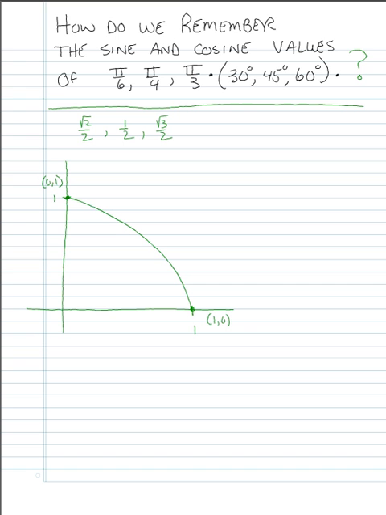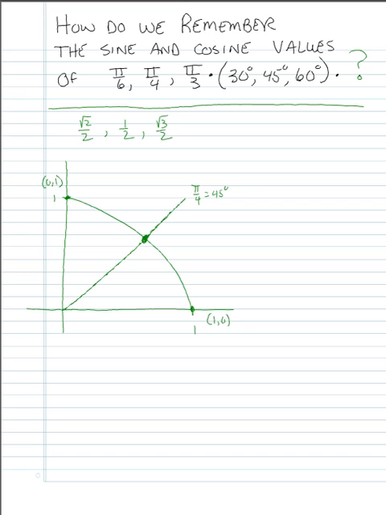Now, we've got three angles that I want to consider. The angle pi over 4 would be 45 degrees. And so it just goes right down the middle, doesn't it? Let's extend this out so that I have room to talk about it. So this is the angle pi over 4, which is the same as the 45-degree angle. I'm interested in the coordinates of this point. Now this one's the easy one to remember.